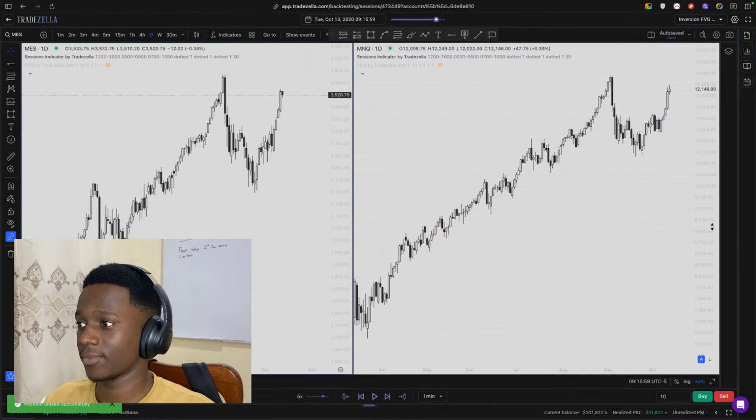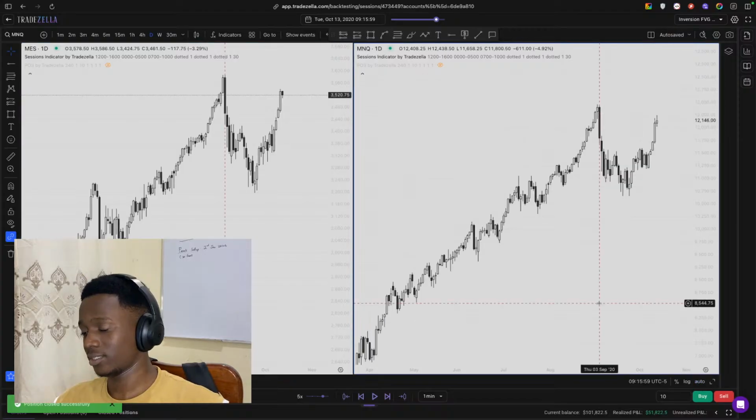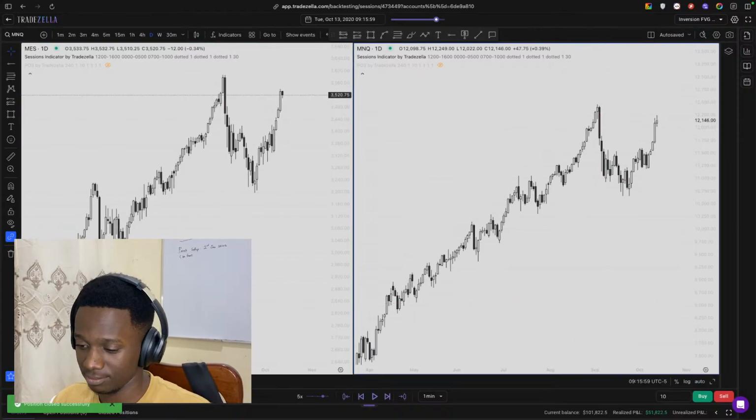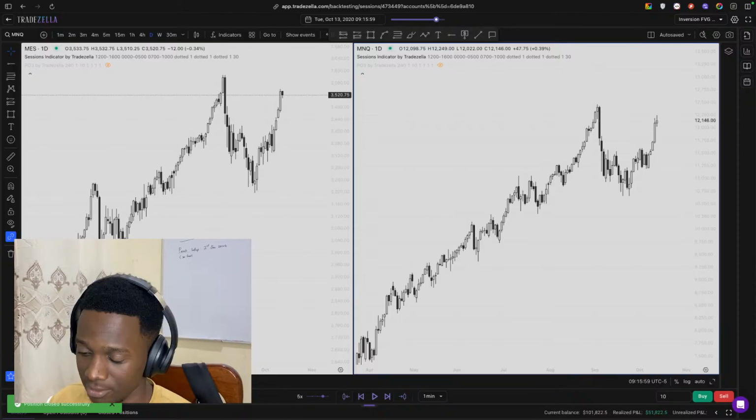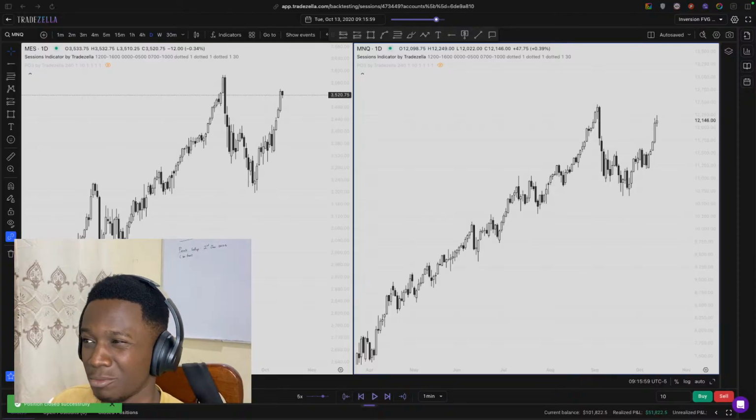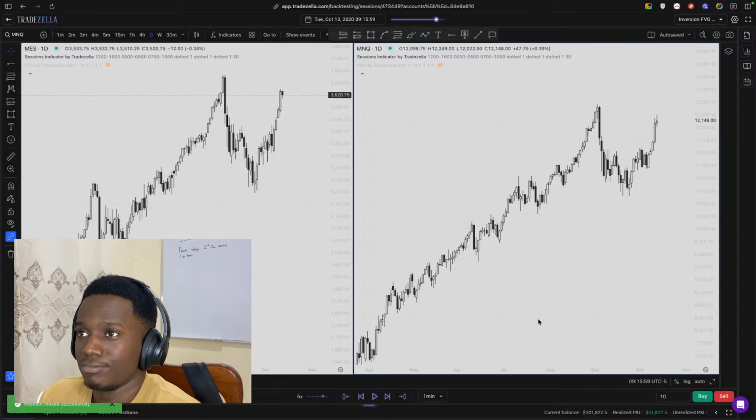Okay, so that was all for today's trading. For today's backtesting, we had a really great time seeing how price was moving. So yeah, that's basically it.